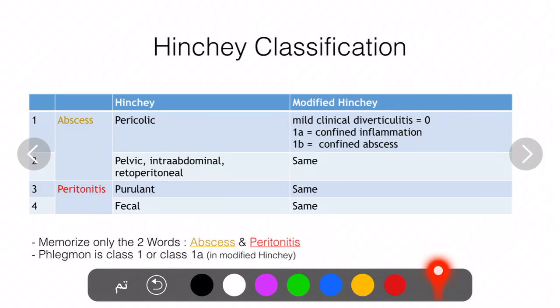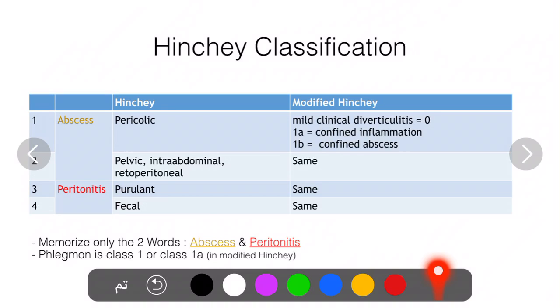Now, for class 1, the abscess is pericolic, and for class 2, it's pelvic, intra-abdominal, or retroperitoneal. So this is the difference between class 1 and 2. I'm talking about Hinchy, not modified Hinchy. Now concentrate only on Hinchy. For class 3 and 4, we have the peritonitis. If it is purulent, this is 3, and if it is fecal, that is 4. Okay, so this is Hinchy.